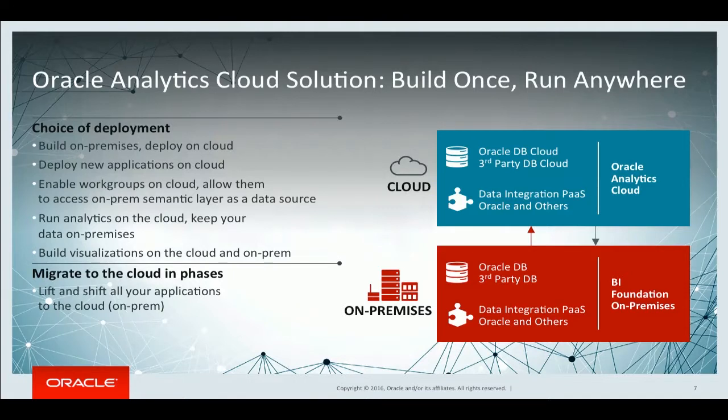Enabling work groups to leverage semantics that may live on-premise. So ability for cloud-based capabilities, and I'll talk about specifically what that is, to allow work groups to leverage some existing investments on semantic models that may have been developed on-premise over time. And then another option is to run your analytics stack on the cloud while keeping your data warehouse on-premise. I'll describe what that architecture looks like.